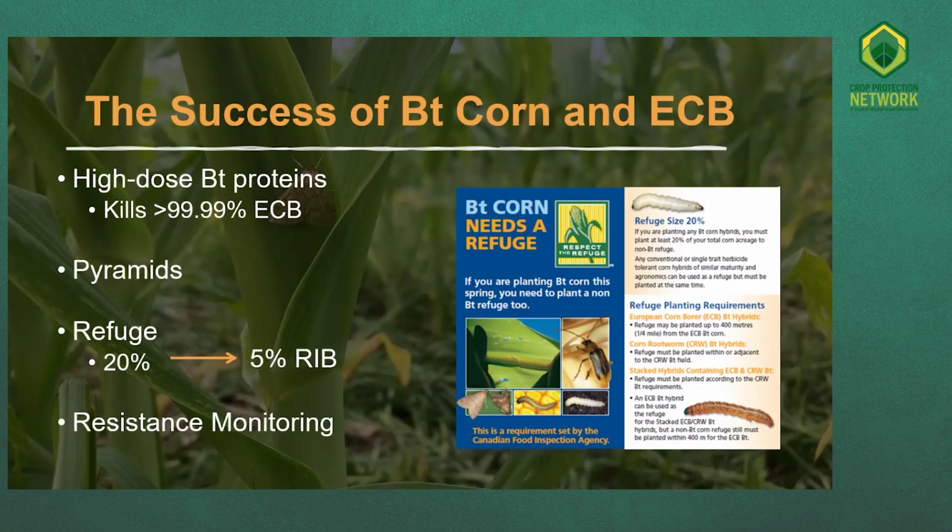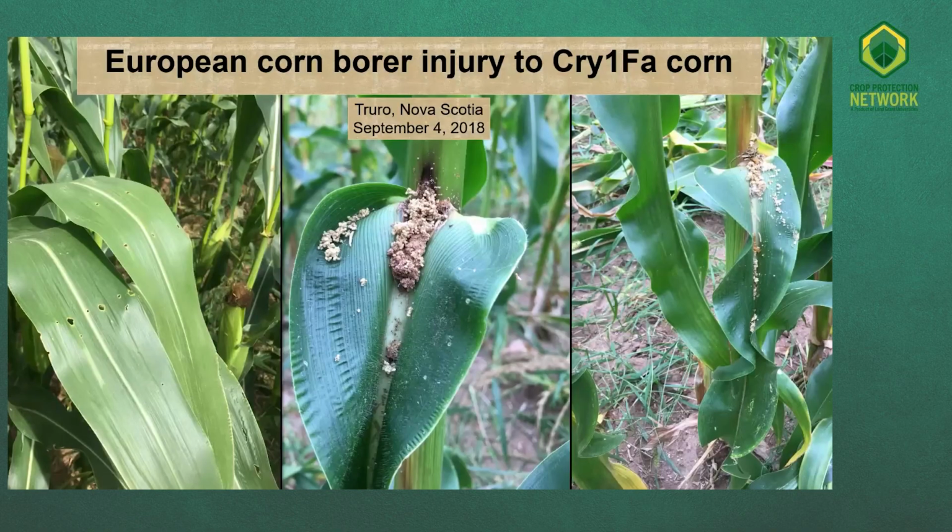And as resistance monitoring had been conducted since the beginning of Bt corn deployment with European corn borer, there were no cases of Bt resistance developed in the field being detected before 2018. This is why we're talking about this again, because we've had an issue develop in Eastern Canada with European corn borer resistant corn. This happened in 2018 near Truro, Nova Scotia.